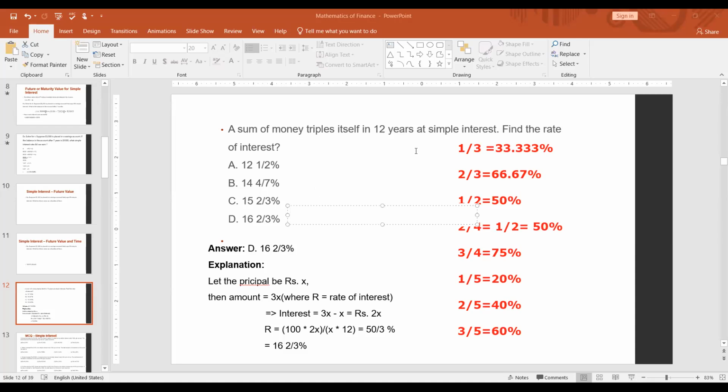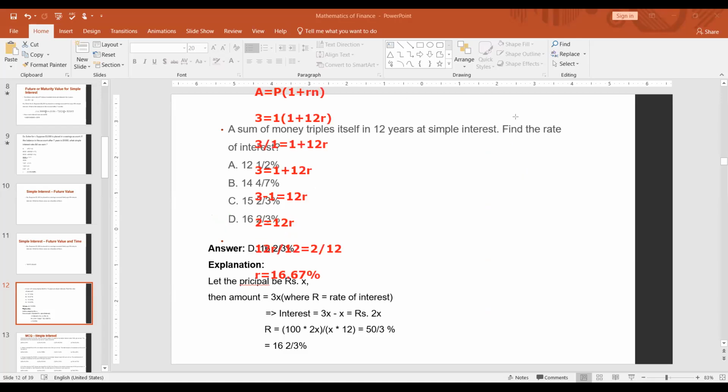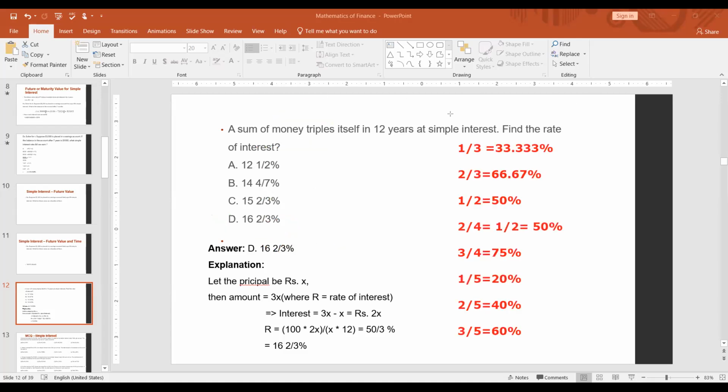So this is the answer. This is the answer. Right? Finish?